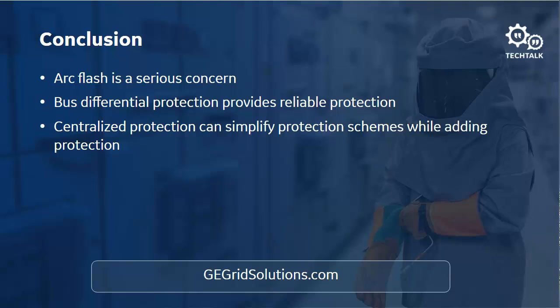This question says, which is faster, 87 bus high speed or low impedance differential? They're pretty much identical in speed. I guess if it came down to it, the high Z may be a millisecond faster, but the application for switchgear makes it really inapplicable because you do need the dedicated CTs.